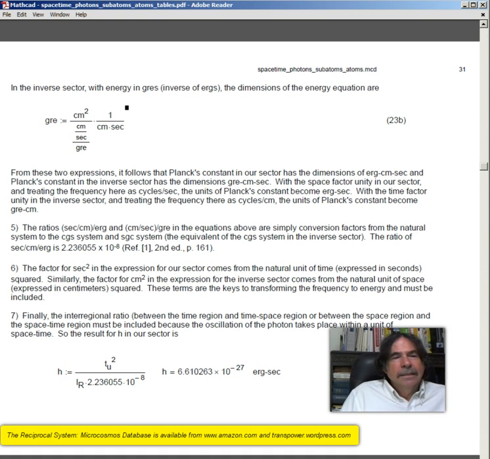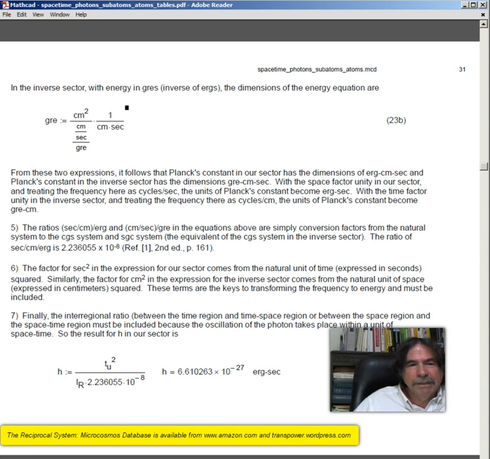5. The ratios second per centimeter per erg and centimeter second per gray in the equations above are simply conversion factors from the natural system to the CGS system and the SGC system, the equivalent of the CGS system in the inverse sector. The ratio of second per centimeter per erg is 2.236055 times 10 to the minus 8. And that's from reference 1, second edition, page 161.